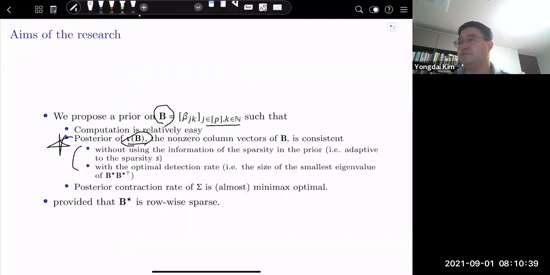But there are two features. First one is that our prior does not use the true sparsity, so we say that our prior is adaptive to the true sparsity levels. And the second desirable property is that our posterior is consistent with the optimal detection rate. Here, the detection rate means the size of the smallest eigenvalue of B times B star transpose. I will explain more details about this optimal detection rate. Furthermore, the posterior contraction rate of the covariance matrix is also almost minimax optimal. In this talk, I assume that the true factor loading matrix is column-wise sparse.